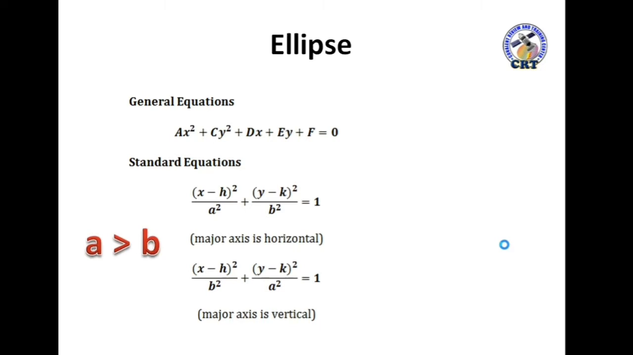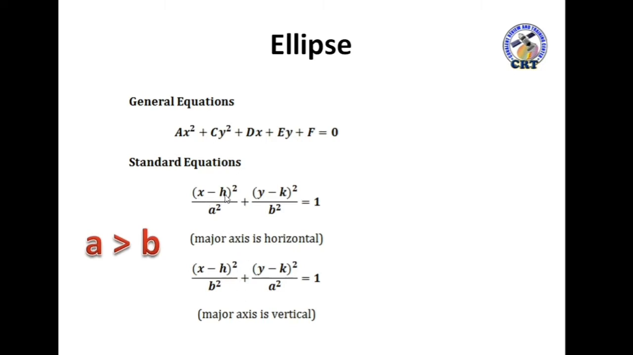Para naman sa third type of conic section na i-discuss natin, ito naman yung ellipse. Consider the general equation here, ax squared plus cy squared plus dx plus ey plus f equals 0. So kung mapapansin natin, merong x squared, meron ding y squared, pero yung coefficient nila, hindi equal. So kapag merong x squared, merong y squared sa equation, and hindi equal yung coefficient, yung curve or yung conic section ay ellipse. Then for the standard equation, meron tayong dalawa dito.